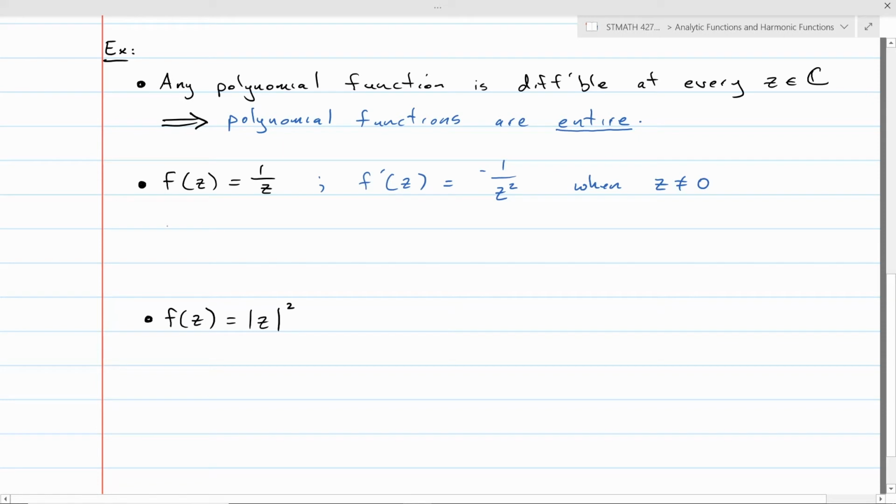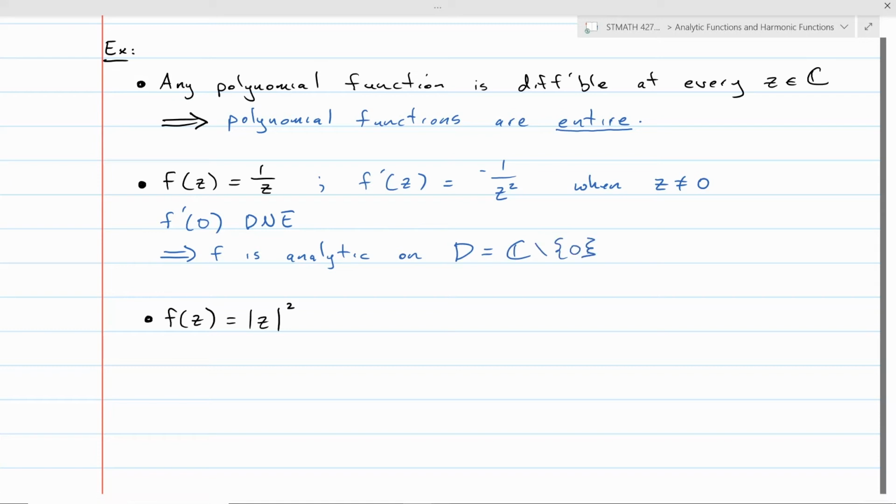And we know f prime of 0 does not exist. So from this, we know that f is analytic on the set D equals C minus the origin. And further, if we took any point away from the origin, we could always find a little neighborhood around it that misses the origin. And so we know that at each point not equal to 0, the function is analytic at that point as well.